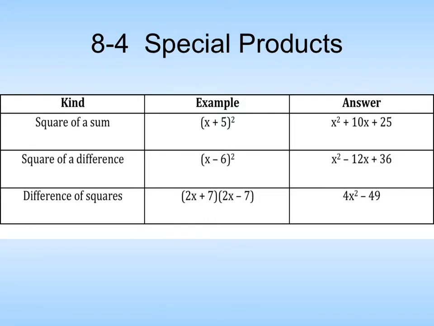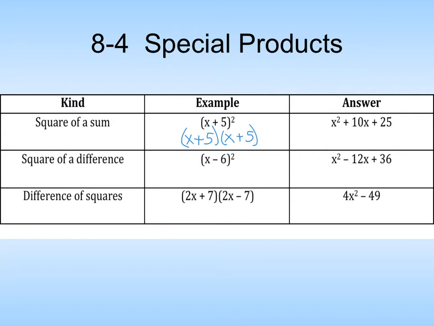So we have three different kinds of special products. It's really two, but we'll separate our first two here. The first one is a square of a sum, and you have an example of the quantity of x plus 5 squared. Again, please keep in mind that really means x plus 5 times itself, x plus 5. And if we actually did multiply, we would get x squared plus 10x plus 25.